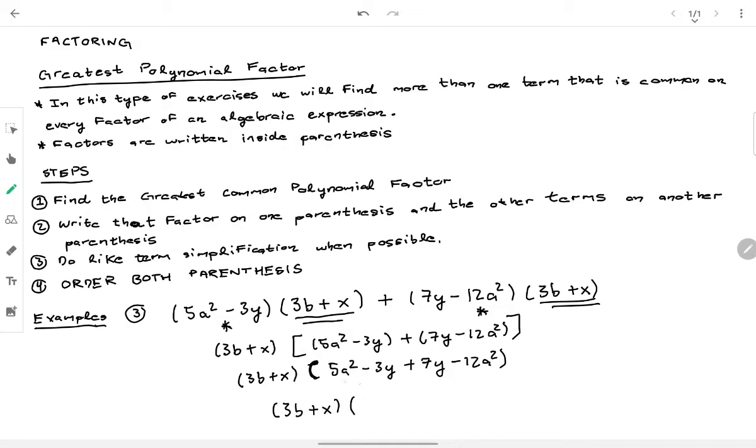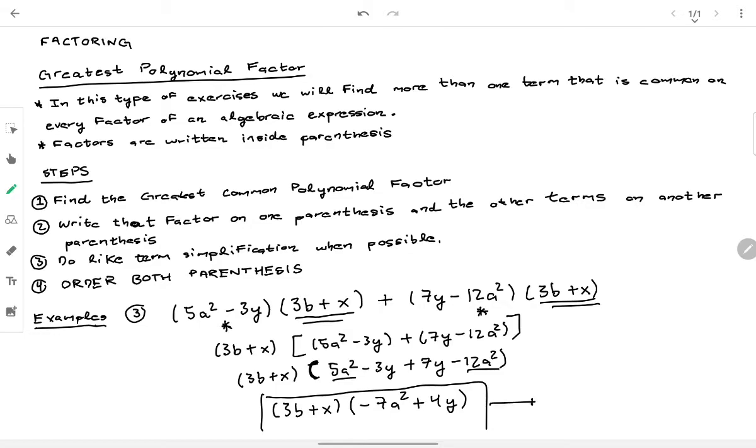So it's going to be 5a squared minus 12a squared. It's going to be minus 7a squared plus 4y. Then I need to put it in correct order. So that's the correct order because we have first b, then x, then first a squared, then 4y. So this is a correct one.